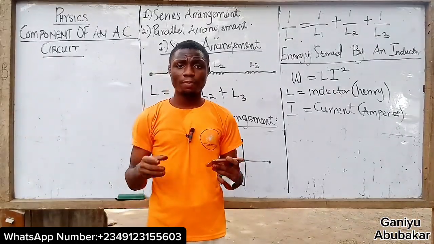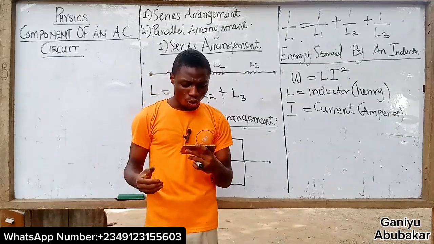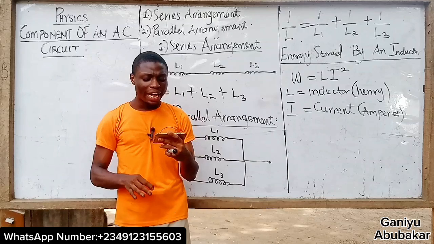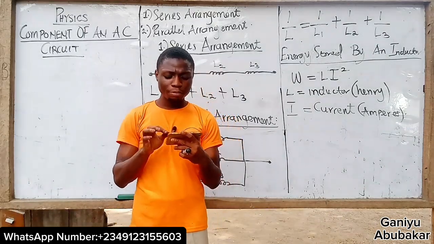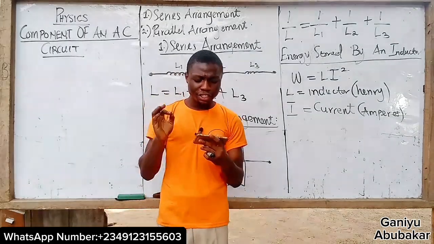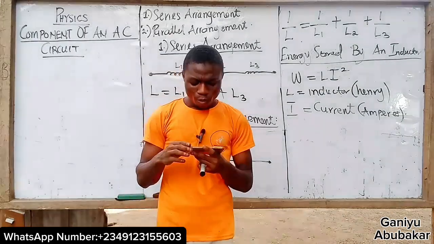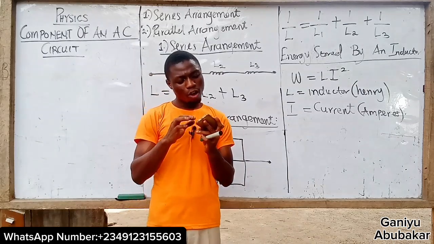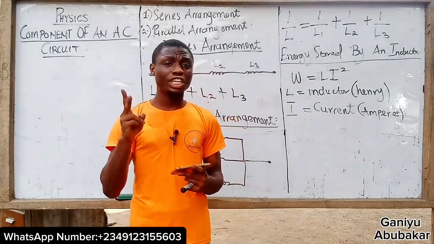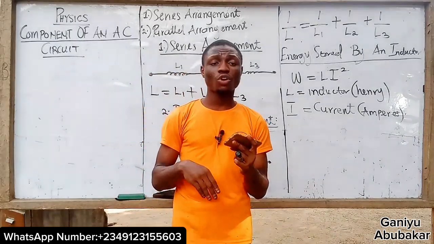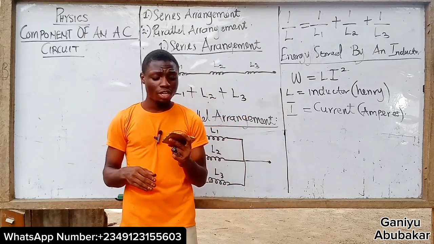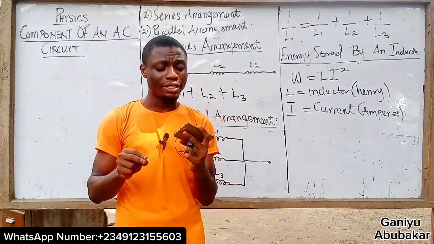Welcome back. Example 1. Two inductors, L1 equal to 10 milli Henry and L2 equal to 20 milli Henry, are connected in series. What is their equivalent inductance of the circuit? So I'm given two inductors. One is 10 milli Henry, the second one is 20 milli Henry. The key word I need there is what? The arrangement. They are arranged in series.